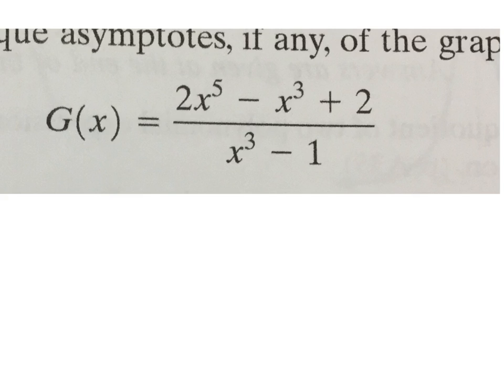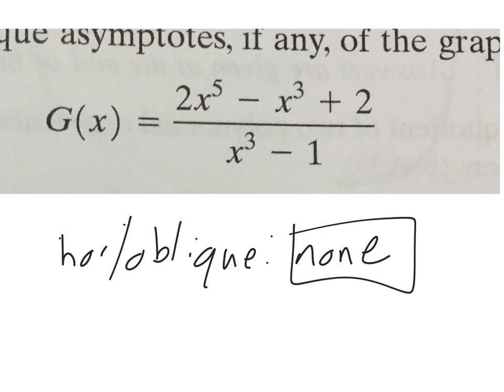If the bottom is bigger, if the bottom has a bigger degree, then it's always at y equals 0. If they are of equal degrees, then it's horizontal at y equals the leading coefficients. If the numerator is of 1 degree greater than the denominator, then we do long division, and it's an oblique asymptote. But now the numerator is 2 degrees greater than the denominator. So when this happens, if I was asked to find the horizontal or oblique asymptotes, my answer would be none. There are none. Okay?